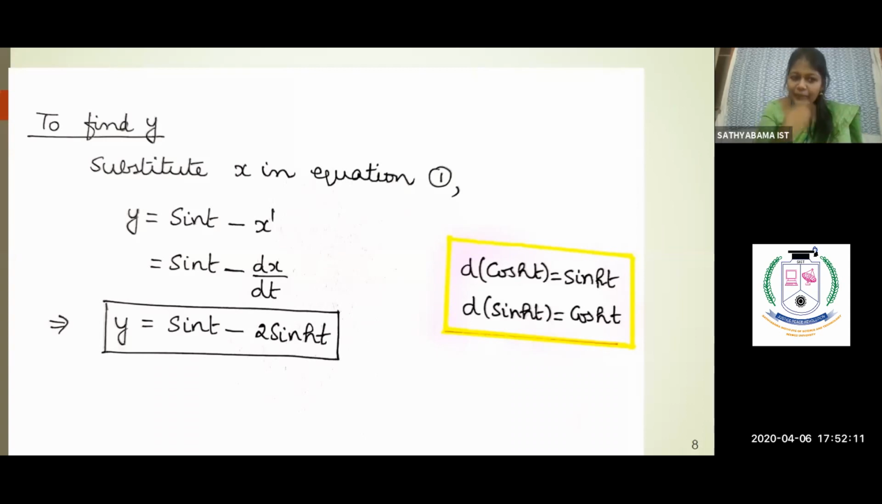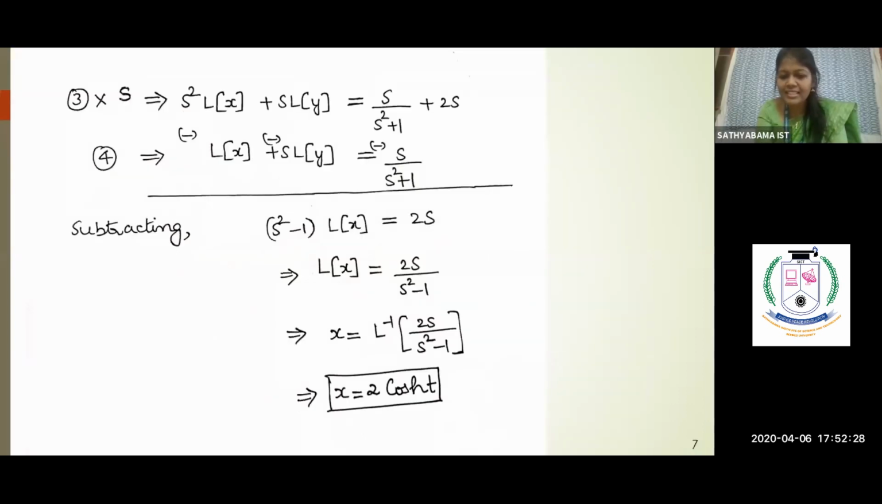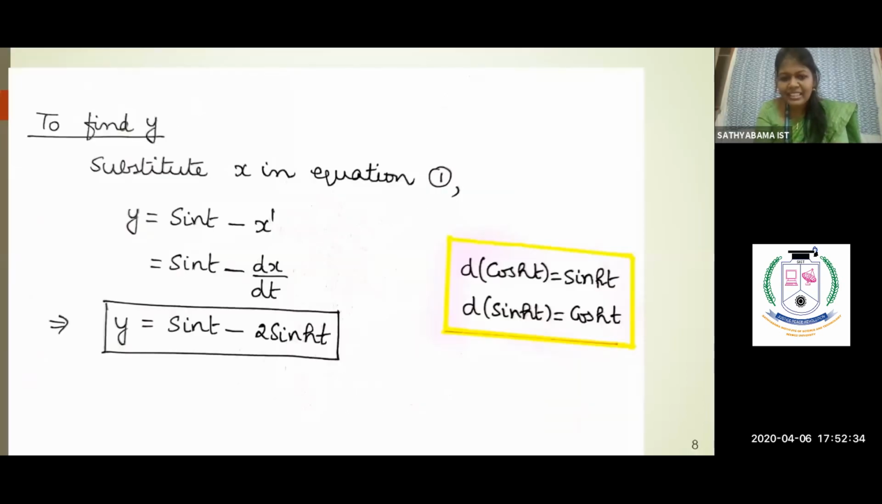And according to equation 1, what is y? It is sine t minus x dash. Okay? So it is sine t minus, what is x dash? dx by dt. You know that, right? It's the first derivative of x. So it is sine t minus, what is x? Just now we found x. x is 2 cosh t. So what is x dash? x dash is 2 sinh t. Okay? I've replaced x dash by 2 sinh t.